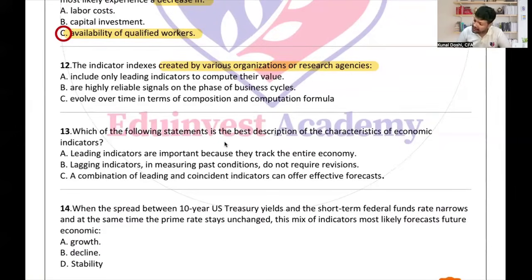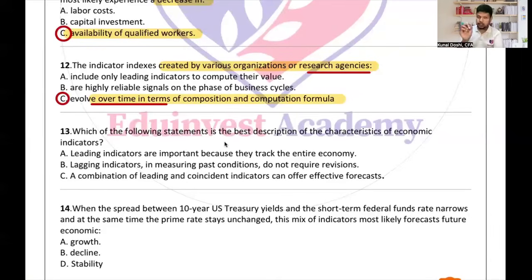Are highly reliable signals. None of the indicators are completely reliable. You cannot say any indicator is reliable. All the indicators you have to look at in combination. Correct. So one thing is certain: they might not be 100% reliable, but since these are done by research agencies, they evolve over time in terms of composition and formula. They are not constant. These indicators get updated. Updating is a very important quality of indicators. Many indicators given by the government are not updated. The problem with government indicators is that many of them are not updated.